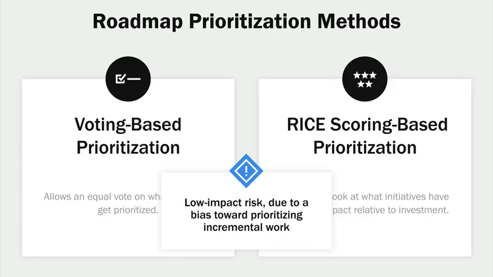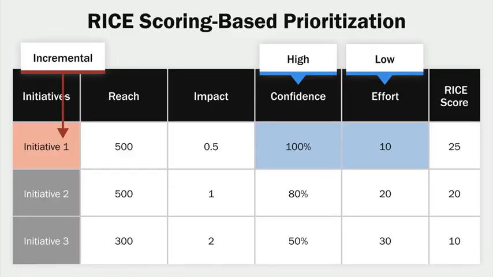First, RICE and voting-based approaches both create a risk of low-impact work. This happens because these approaches tend to bias towards prioritizing incremental instead of needle-moving work. For RICE, the bias is created from how the score is calculated. Incremental initiatives tend to score high in confidence and low in effort, meaning they will generally score higher. For example, Initiative 1 has a high total RICE score despite relatively low impact.